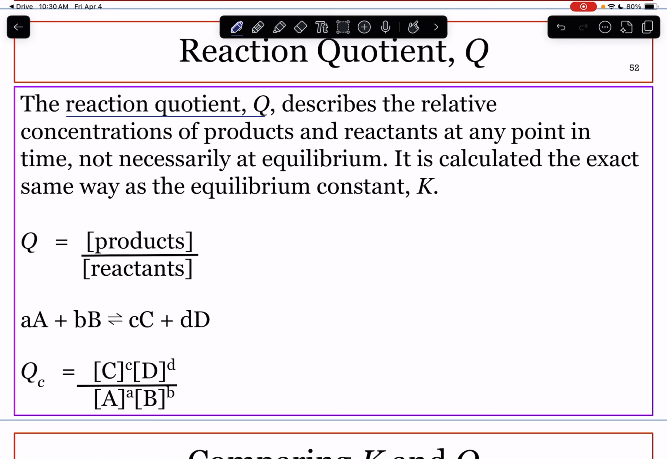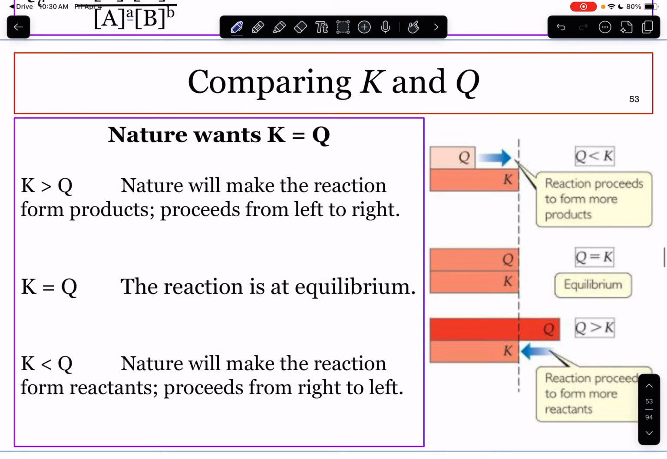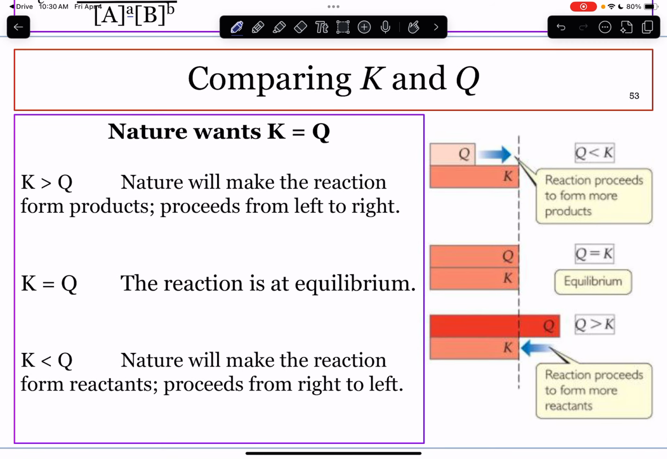So it's still products over reactants, and any coefficient is turned into an exponent, but this is when it's not at equilibrium. The values we're plugging in are not equilibrium values. After calculating the Q, given the concentration values that were given in the problem, we can then compare this calculated value of Q to the value of K that is also given in the problem.